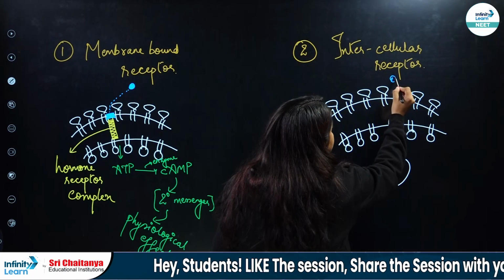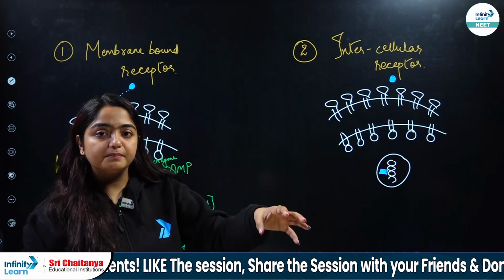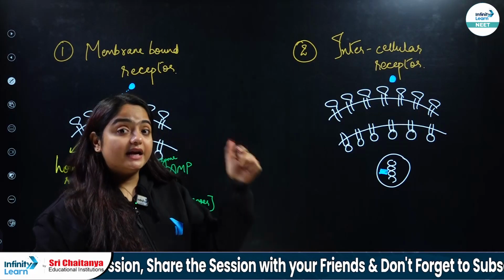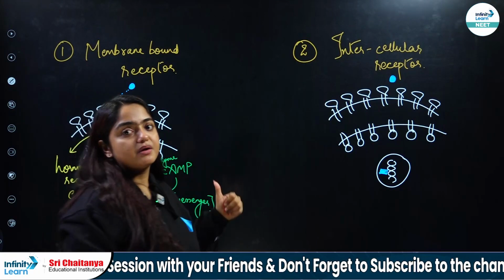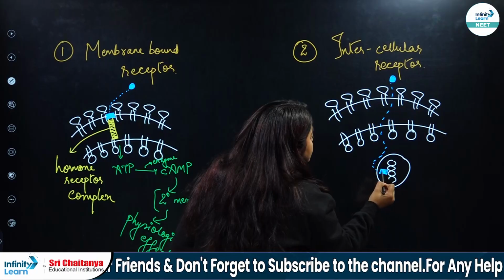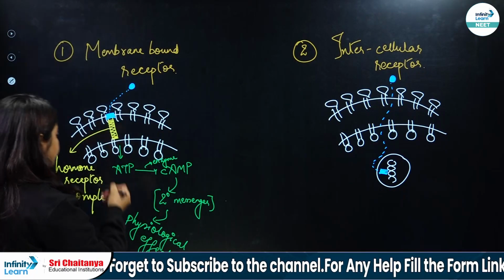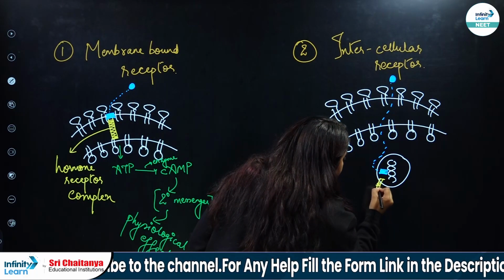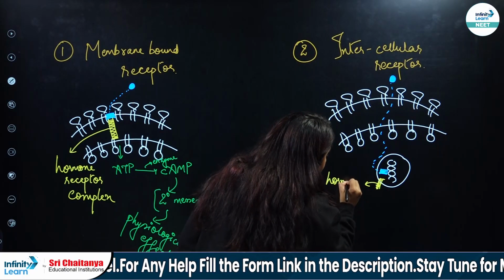And your hormone is here. So now, to make a hormone receptor complex, your hormone will have to enter inside the nucleus, right? It means that it is entering the cell, unlike the membrane bound receptor case. Okay? So here, through the membrane, the hormone is coming and it is binding with the receptor, and that is how we got what? Hormone receptor complex.